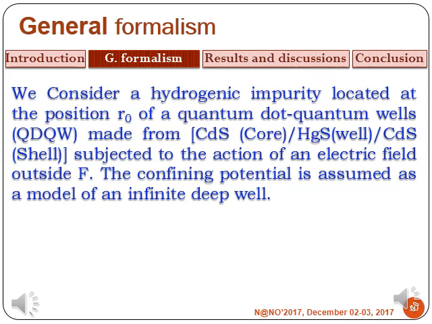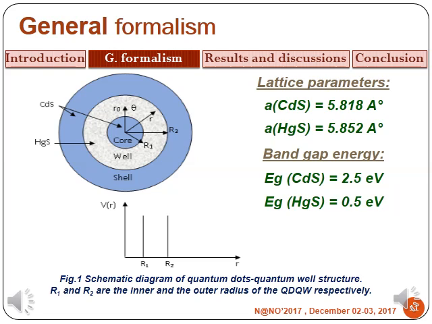The theoretical approach. We consider a hydrogenic impurity located at the position R0 of a quantum dot quantum well made from a CdS core, HgS well, and CdS shell, subject to the action of an external electric field. The confining potential is assumed to be a model of an infinitely deep well. Figure 1 presents the schematic diagram of the quantum dot quantum well structure. R1 and R2 are the inner and the outer radius of the quantum dot quantum well respectively.